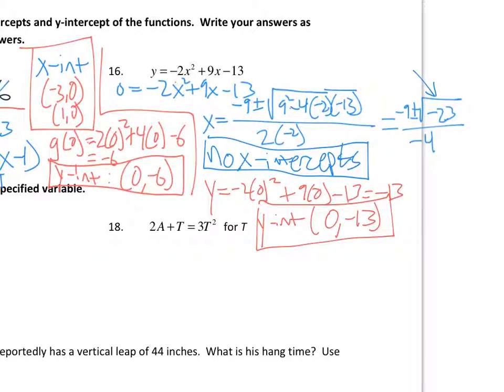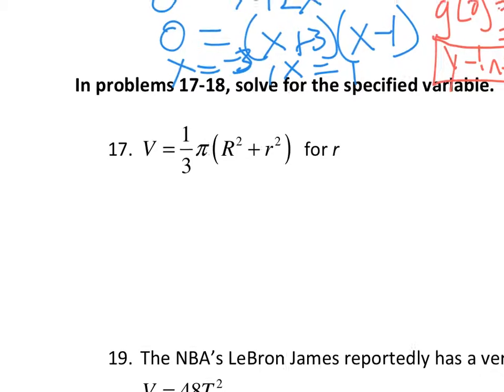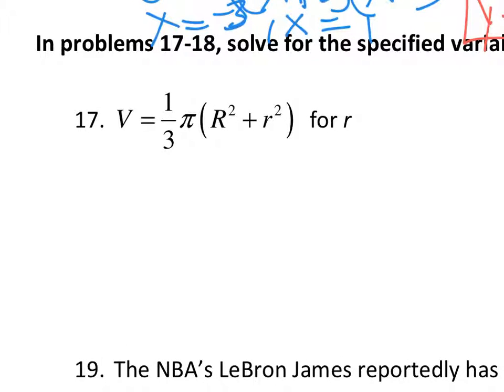So let's go ahead and move down here. Let's try 17. We want to solve for the specific variable here. So let's go ahead and do that. We want to get r here all by itself, little r that is. So let's get this stuff out of there. Let's multiply by 3 on both sides. That's going to get rid of that 1/3. So we got 3v equals pi R squared plus little r squared.